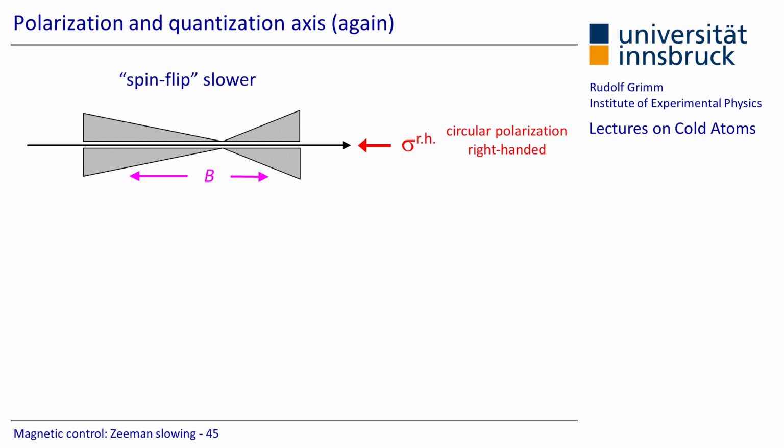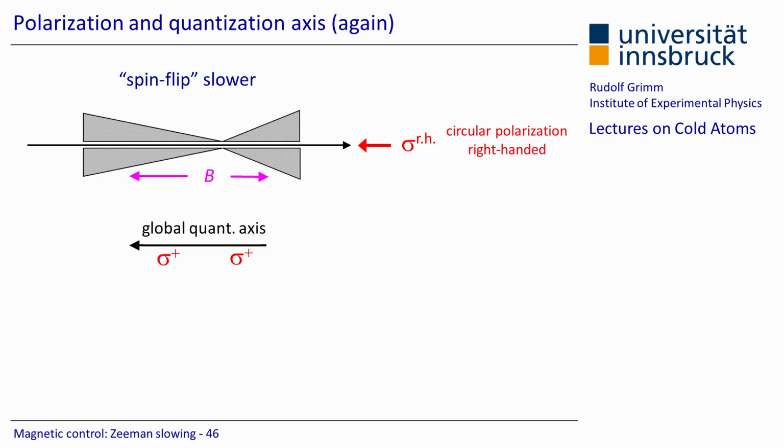Okay, now we assume that we use right-hand circularly polarized light, and we choose a quantization axis as shown here, a global quantization axis, where sigma right hand corresponds to sigma plus light. Okay, fine. Now, actually I don't see any spin flip here. I have right hand circular polarization, it stays right hand circular polarization. I have a global quantization axis in the shown direction, and sigma plus light stays sigma plus light.